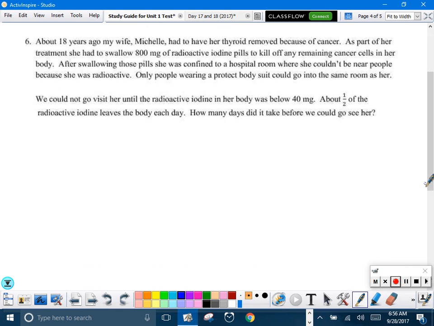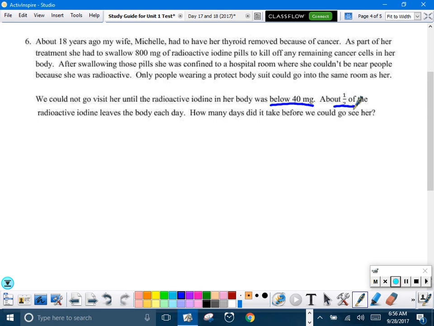This is true. My wife, it's been more than 18 years now. My wife, Michelle, had thyroid cancer, and she had to have her thyroid removed. As part of her treatment, she had to swallow 800 milligrams of radioactive iodine pills to kill off any remaining cancer cells in her body. After swallowing those pills, she was confined to a hospital room where she couldn't be near people because she was radioactive. Only people wearing a protective bodysuit could go into the same room as her. We could not visit her until the radioactive iodine in her body was below 40 milligrams.